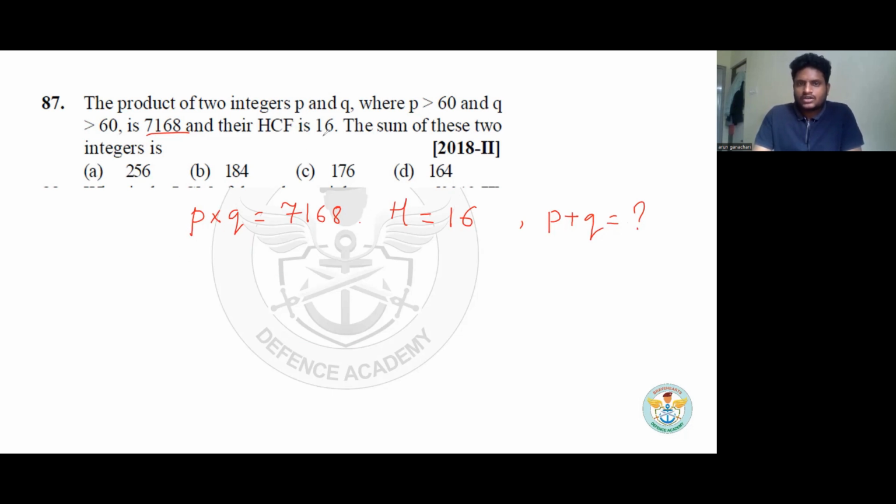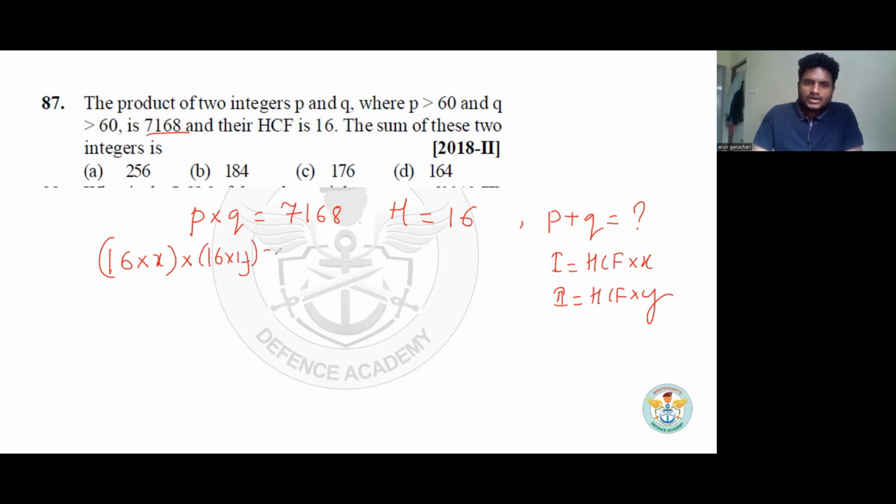As I have told you, your first number can be written as HCF into X, and your second number can be written as HCF into Y. Getting this? What is the HCF now? 16. So my first number is 16 into X, my second number is 16 into Y, and the product is 7168. Or 16 into 16 into X into Y is equal to 7168. Now cancel whatever you can cancel.